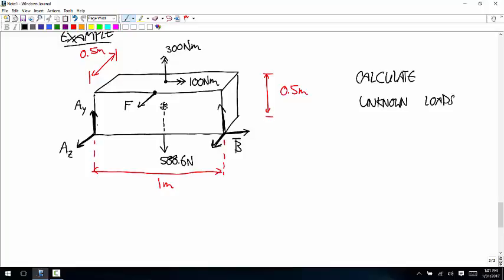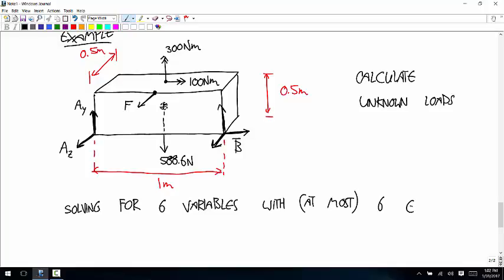So first thing is just count up the variables. We have 2 components of a force here, a third variable here, this force, and then 3 force components here, so 6 variables. So we're solving for 6 variables with, at most, 6 equations. So it looks promising. Looks good so far.